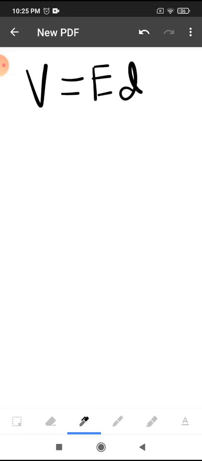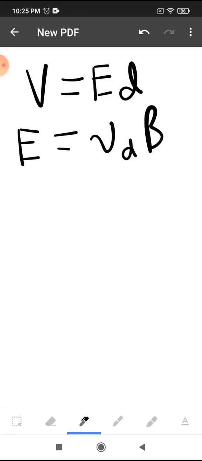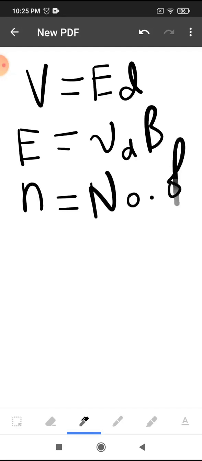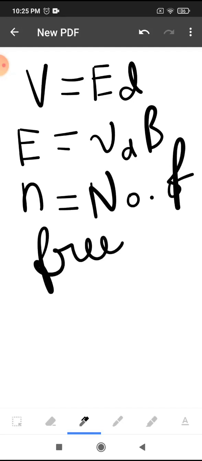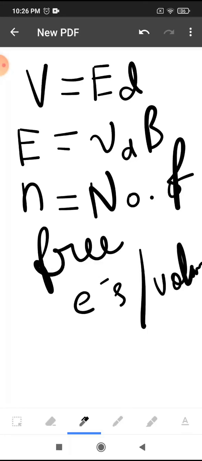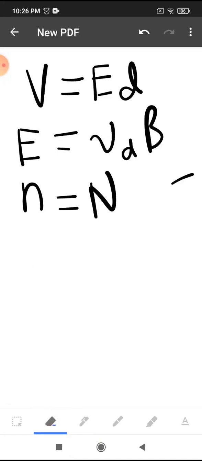We know something important. We know that the Hall potential difference is the electric field times the depth, the width of the strip, and this electric field can be written like this. And we also know that the number density of free electrons is denoted by N. It means the number of free electrons, or rather charge carriers, per unit volume of the conductor.